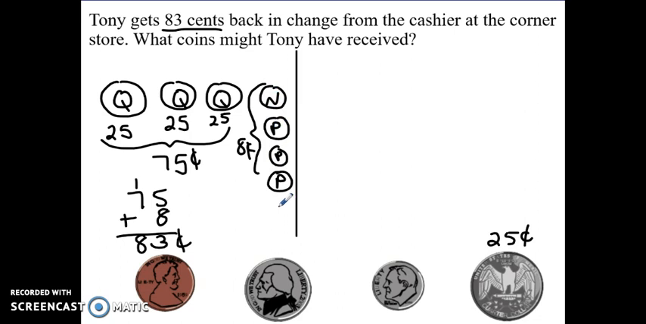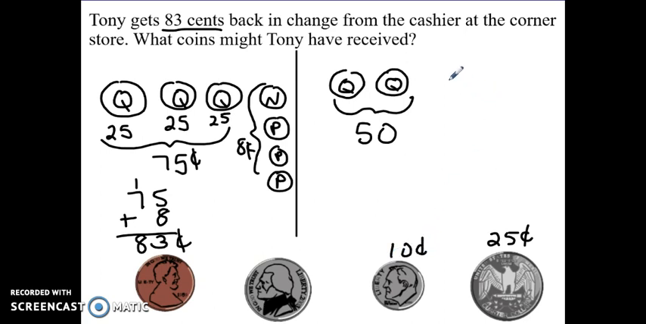We could also do another way though. I could look at 83 and I could think I could use 2 quarters to make 50 cents. And then, if I look at 83, I would need 30 more cents to get to 80. So I could use dimes, which are worth 10, to add my 30. So there's 10, 20, 30 cents.